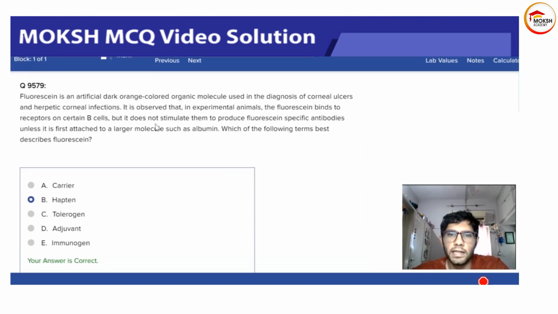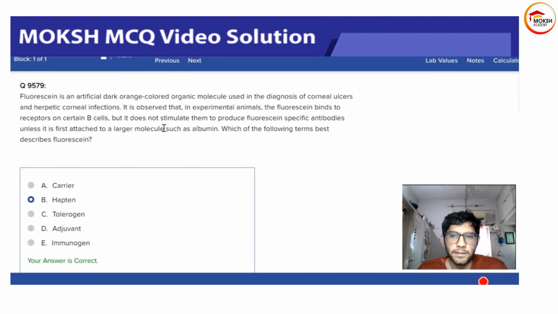This particular question was telling us that fluorescein is not a large enough antigen by itself. So it requires something else to act as an antigen, and it is attached to something else, some protein molecule, so that it can act as an antigen. This is known as a hapten. This particular behavior is known as a hapten. So you should know that it is a hapten.